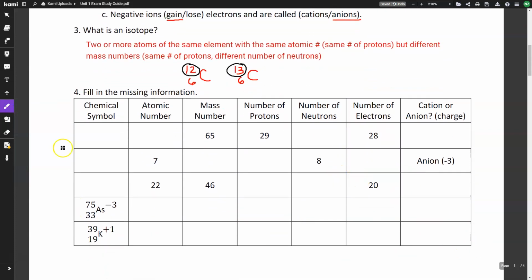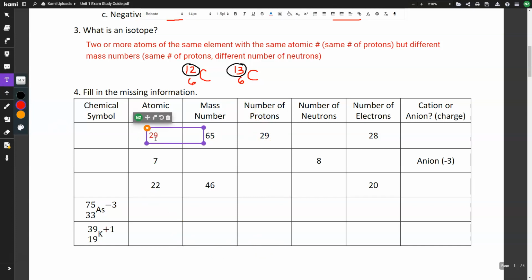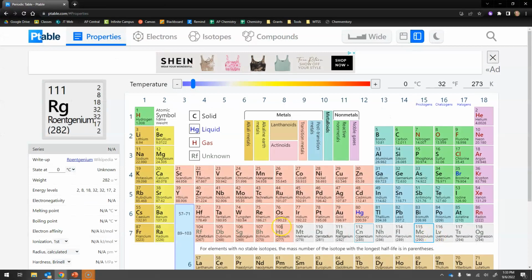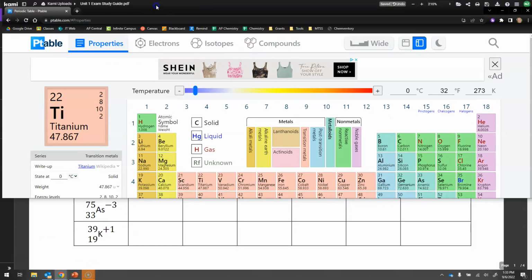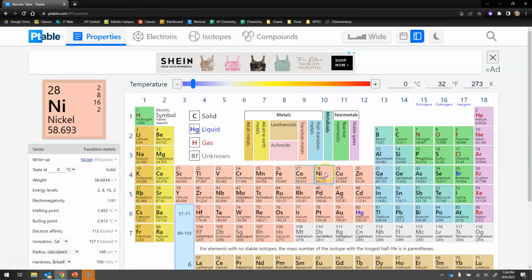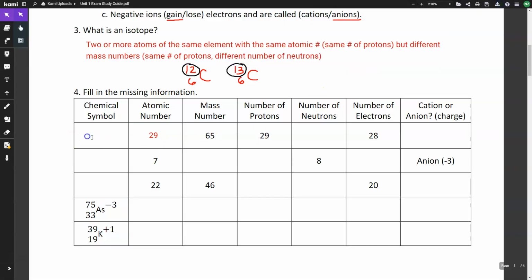All right, let's go ahead and fill in our table here. Protons are equal to the atomic number. For the chemical symbol, let's pull up our periodic table again. It has an atomic number of 29. So we want to find 29 on the periodic table. That's copper, Cu. Okay, it has 29 protons.